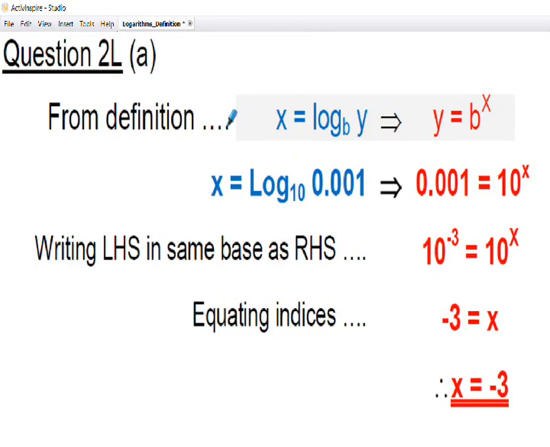Okay, continuing on to the question here, question 2L in this case, x is equal to log to the base 10 of 0.001. So on the left hand side my y is 0.001, on the right hand side I've got my base 10 raised to the power of x. Now I can write 0.001 as 10 to the minus 3, so I can get my base of 10 on the left hand side by doing that. That's equal to 10 to the x. Again, base is the same on both sides. I equate the indices, the x is equal to minus 3.